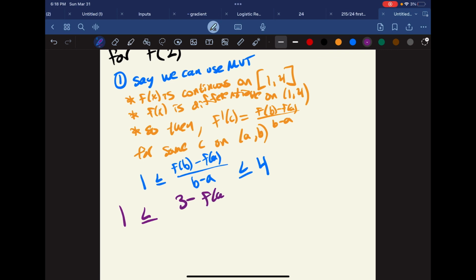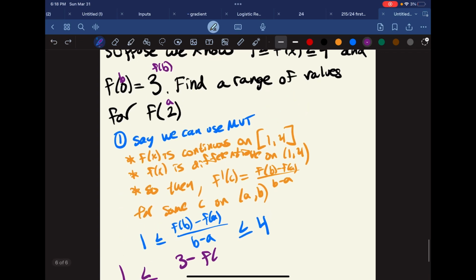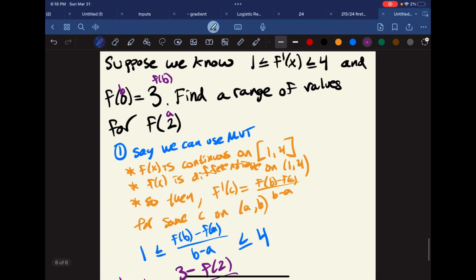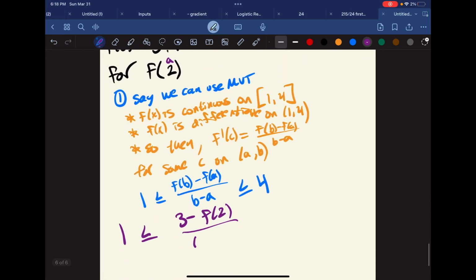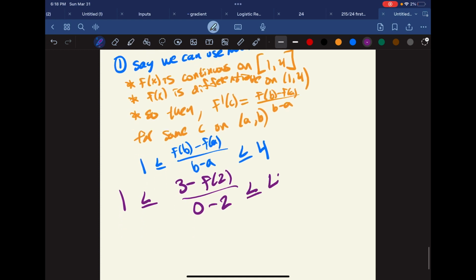Our f of a we don't know yet. That's what we're trying to figure out, right? We're trying to figure out a range of values for f of a. Sorry, it's not f of a, right? It's f of 2, because that's our value for a that we're talking about. And then our b is 0, and then our a is 2. So then that's less than or equal to 4.